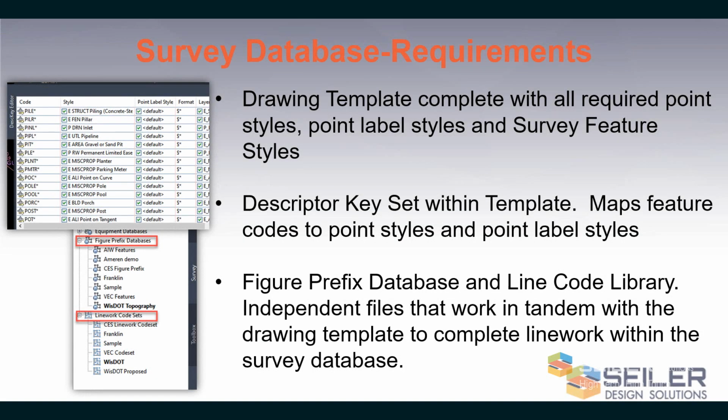Before we begin using the survey database correctly and properly, there are several requirements that have to be taken into consideration. The drawing template must be complete with all required point styles, point label styles, and survey feature styles. The descriptor key set within the template maps the feature codes to point styles and point label styles, while the figure prefix database and line code library are independent external files that work in tandem with the drawing template to complete line work within the survey database.